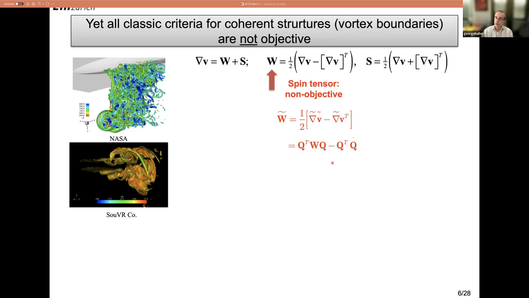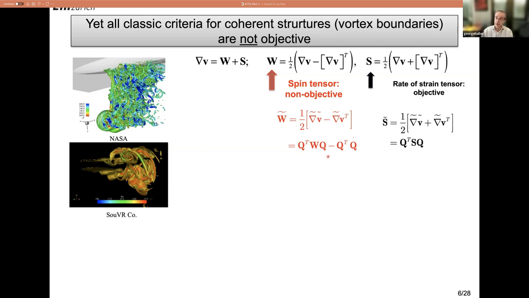This is how, if you ever learned in linear algebra how to change bases for a linear mapping or linear operator, after you've rotated the basis by a rotation matrix Q, this is the formula that you learn. If it's not a rotation but a general coordinate change, you would have Q inverse here, right? Then it wouldn't be a rotation matrix. And that's how we are used to changing linear operators like the spin tensor from one frame to the other. Unfortunately, that's not how it transforms. It has an additional term, minus Q transpose Q dot, that comes in. And that makes it non-objective.